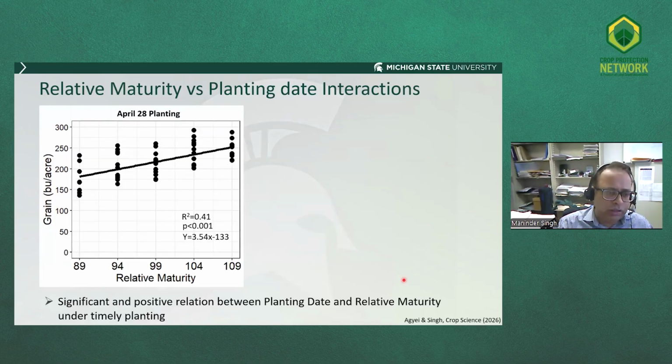That's again the most important variable we think about. I'll show you a couple of these data by planting dates, and then we'll put everything together, right? So here I'm showing you the relation between relative maturities and yield for our April planting date. And you can see a positive and a significant relation, right?